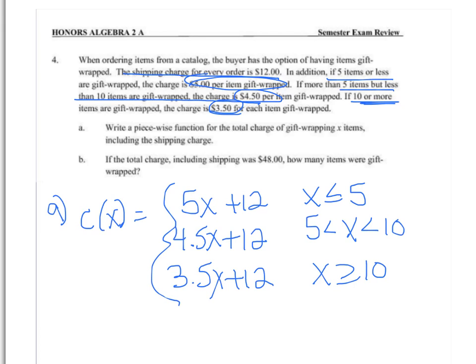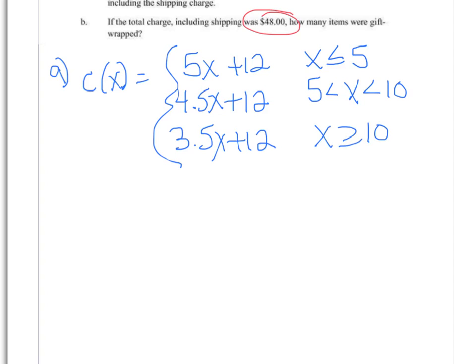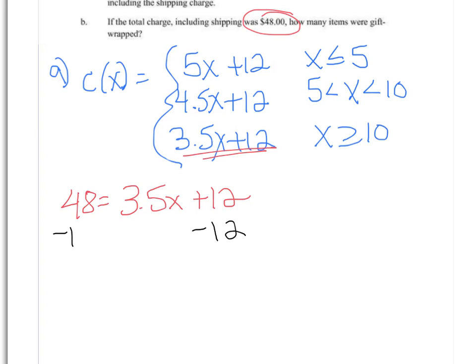So now for part B, we want to see what would cost $48. So I'm going to start with this piece of the equation and see if I can get an integer answer for x, because we can't have a fraction of a package. You can only have a whole number. I'm sorry, I should say a whole number, not an integer, because we can't be negative.